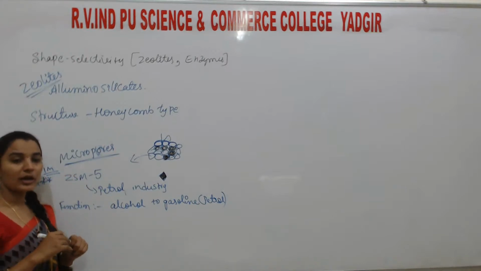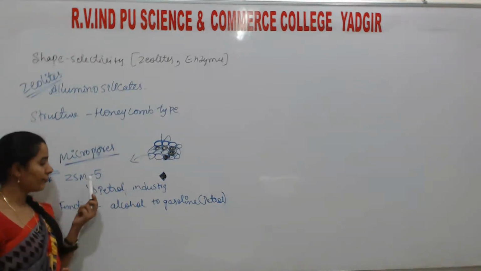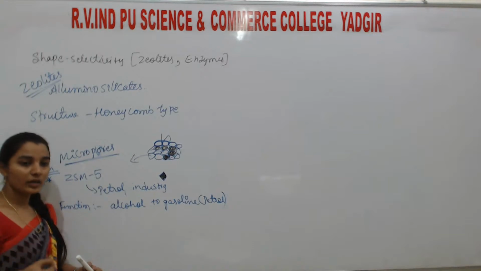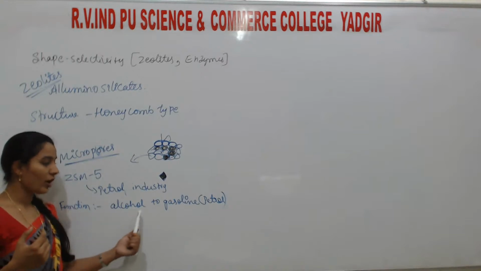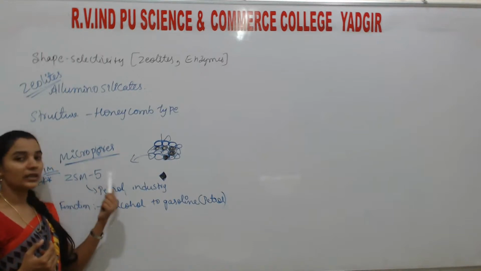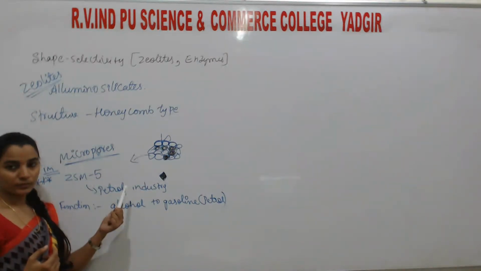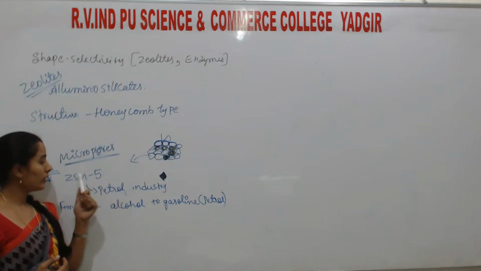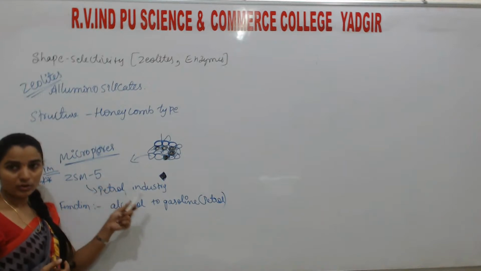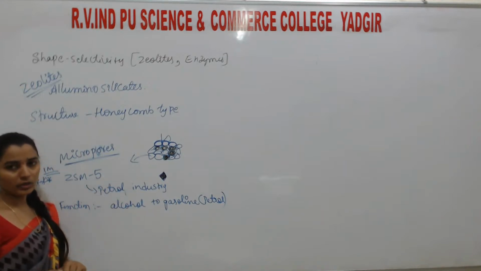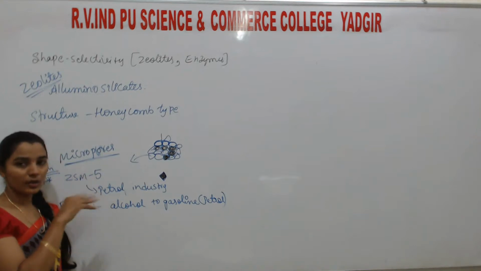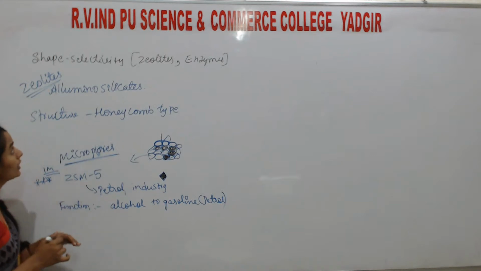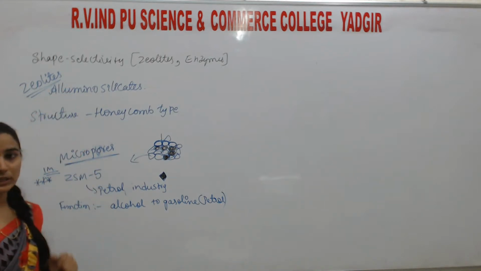What is the function of ZSM5? To convert alcohol into gasoline. Or, name the zeolite which is used to convert alcohol into gasoline. That is ZSM5. So alcohol is converted into what when the catalyst ZSM5 is used? It is converted into gasoline. This type of variety of questions can be asked, and this is very, very important in all these aluminosilicate type compounds.